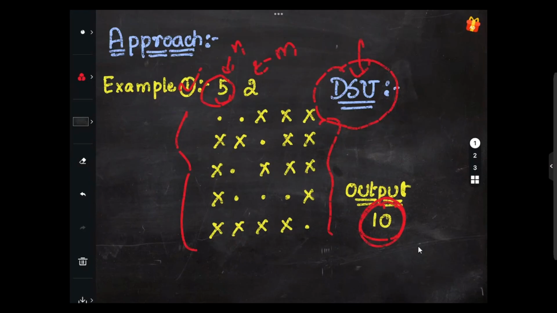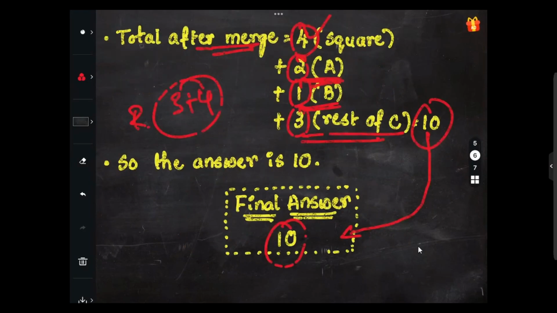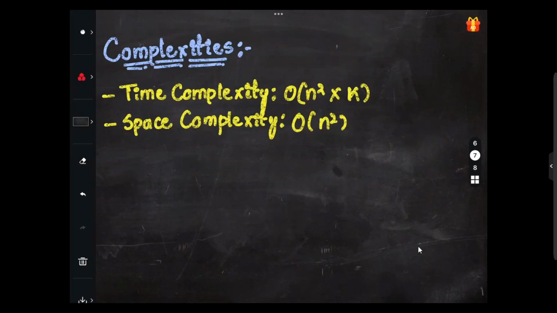As we are completely familiar with the approach, let's do one thing. Let's quickly discuss the complexities part. So the time complexity and the space complexity for the code that we'll be writing in the future would be big O of n square k and big O of n square respectively, right? So now, as we are completely familiar with the approach and the complexities, we are good to write the code. Let's start writing the code.